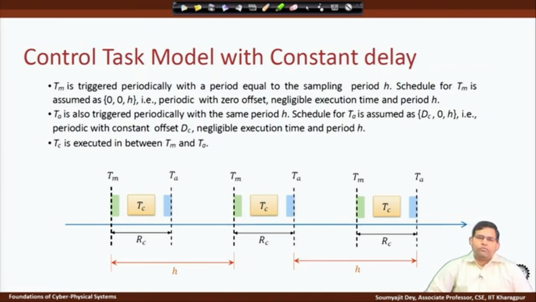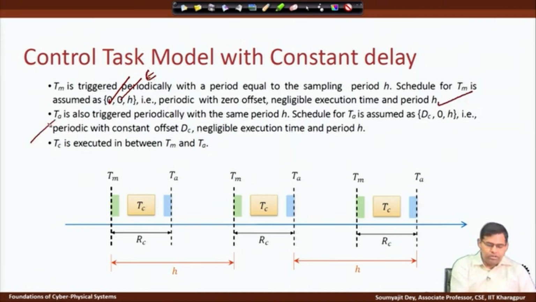To sum it up, Tm is periodically triggered and the period is equal to the sampling period. Let us say the offset is 0, so the sensing is precisely happening right at the start of the sampling period. Execution time is assumed negligible, and the period is h. The timing model for Ta is also periodically triggered, but like I said the offset is equal to the control task's deadline, because we want the control task's response to happen inside this deadline. So, this response time in the worst case should be less than this dc. Sometimes it may finish here, sometimes here, but always inside this dc.